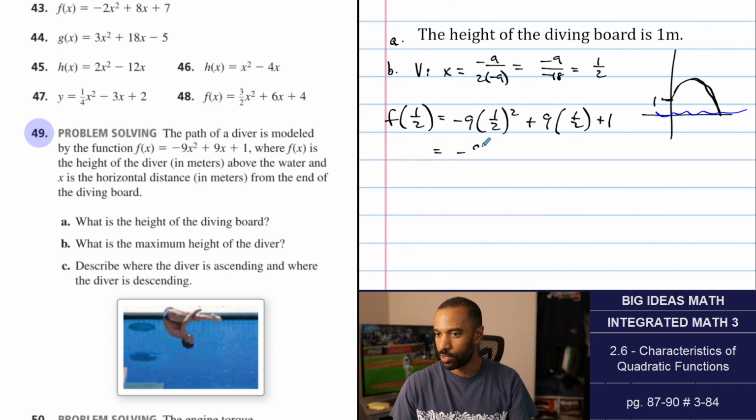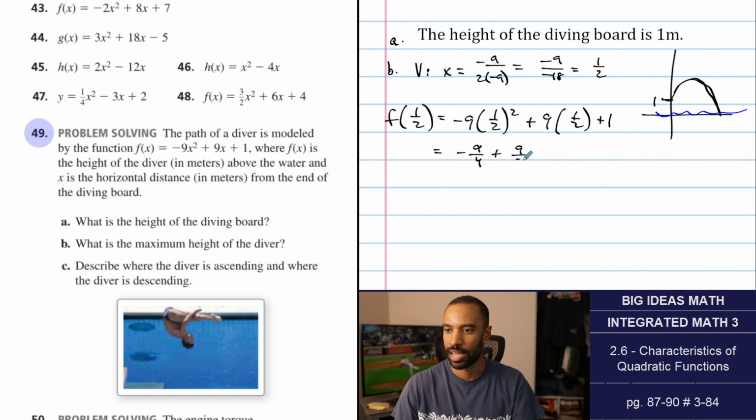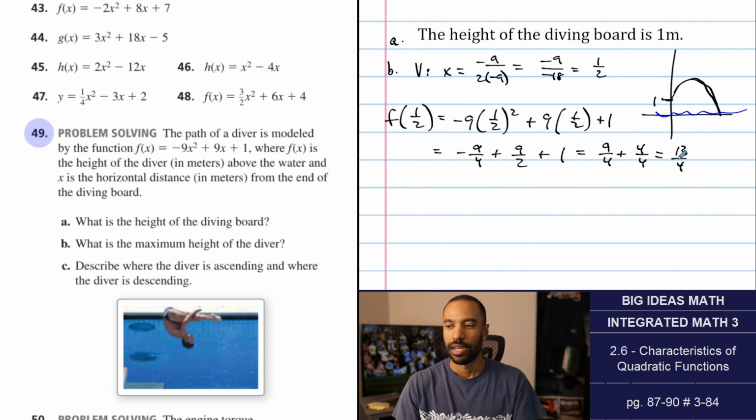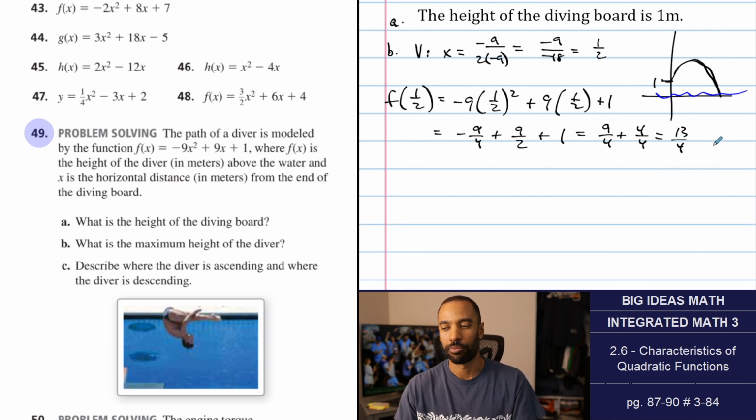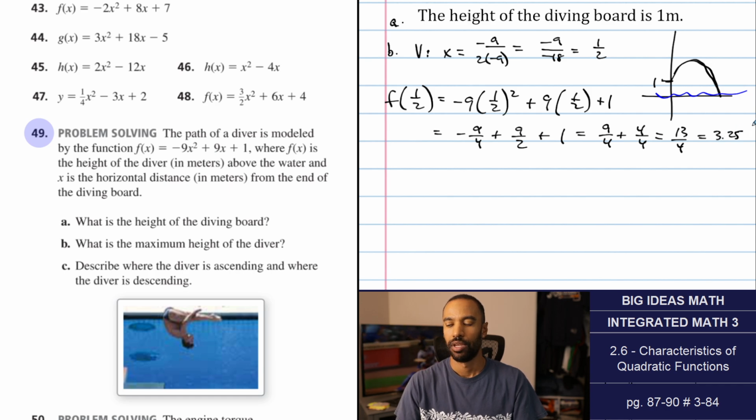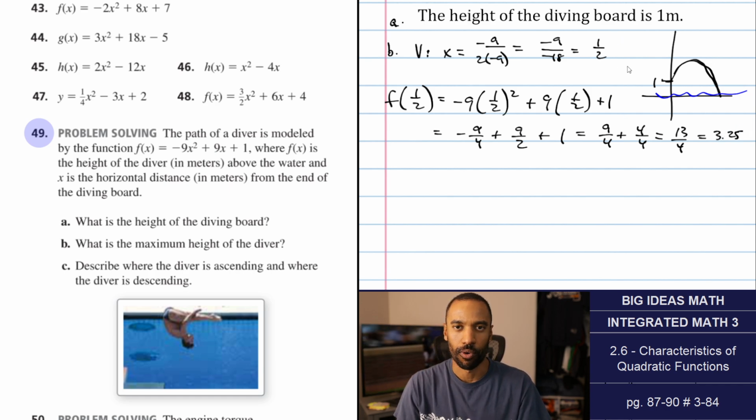That's negative 9/4 plus 9/2, which becomes positive 9/4 plus 1. So 9/4 plus 4/4, 1 is 4/4, is 13/4. Now, because it's a word problem, I'll probably give it its decimal version. That's 3.25, because that's 3 1/4.